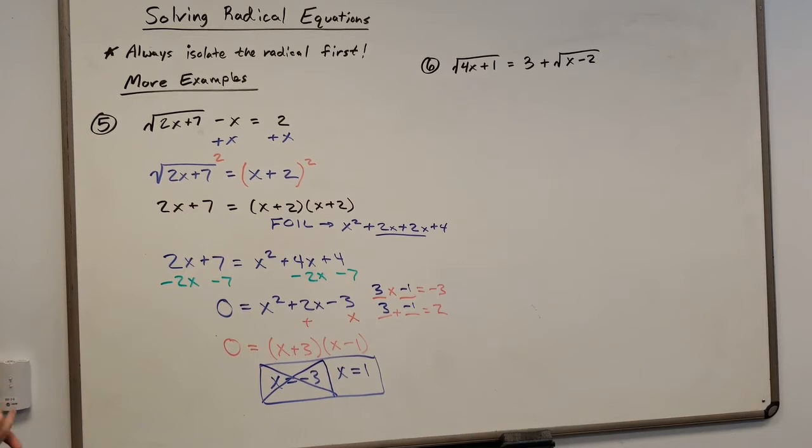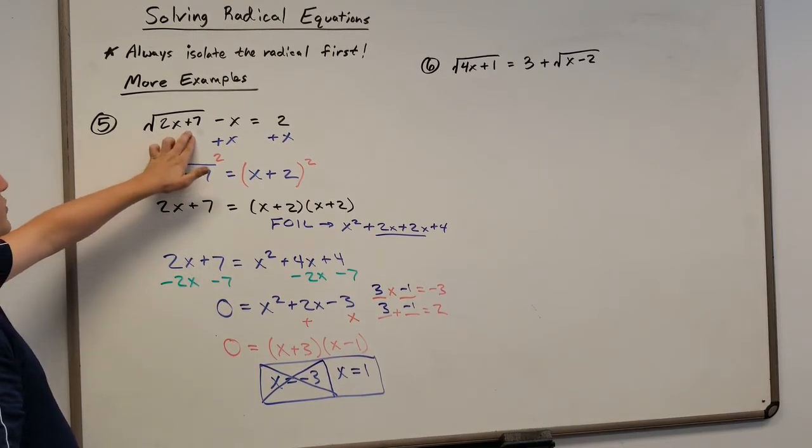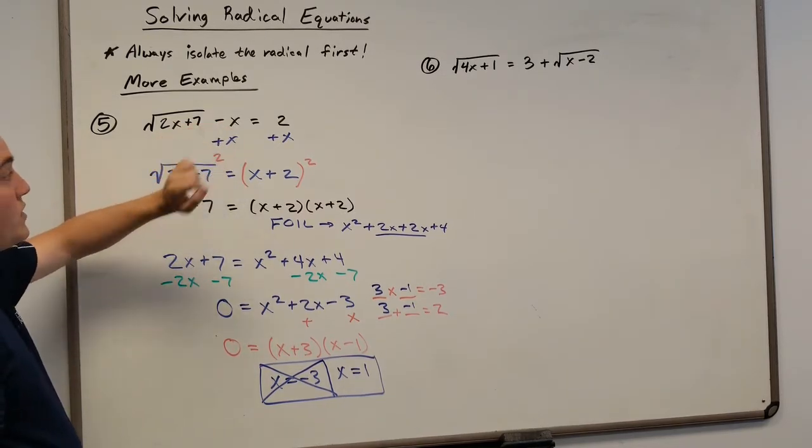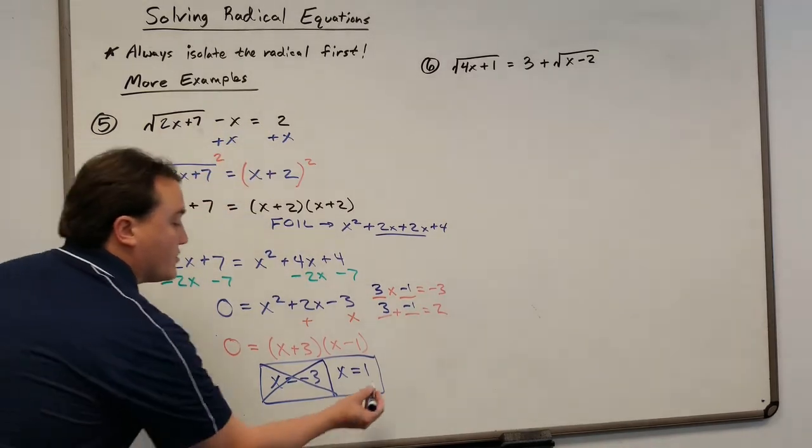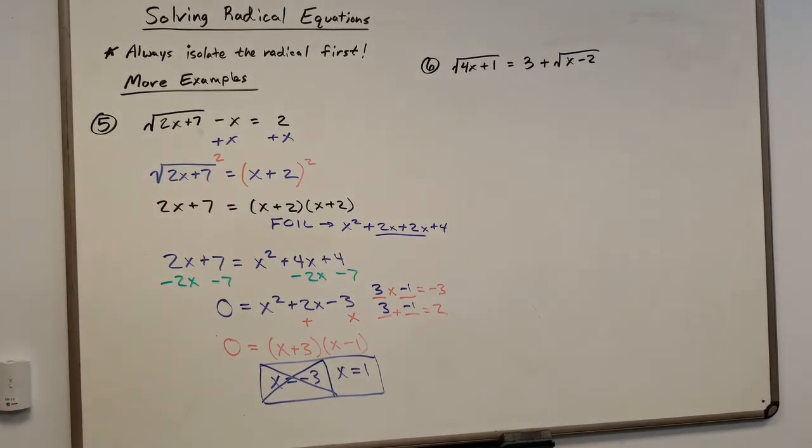Then we plug in 1, and we get square root of 9 is 3, minus 1 is 2. Check. So there's only one answer here because this one didn't work.